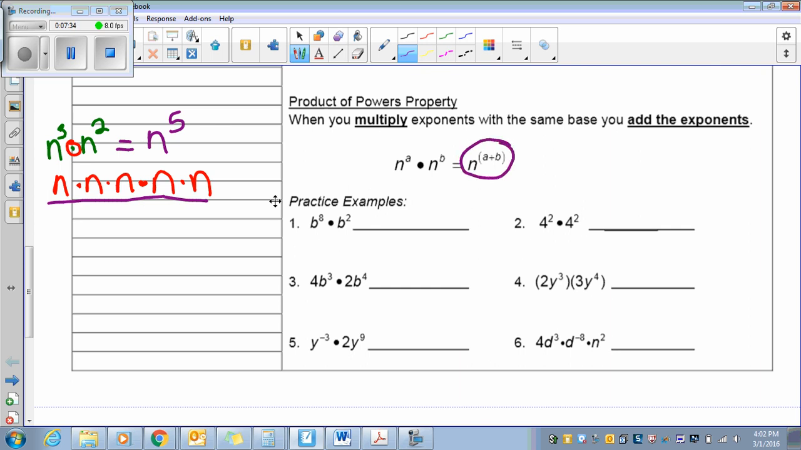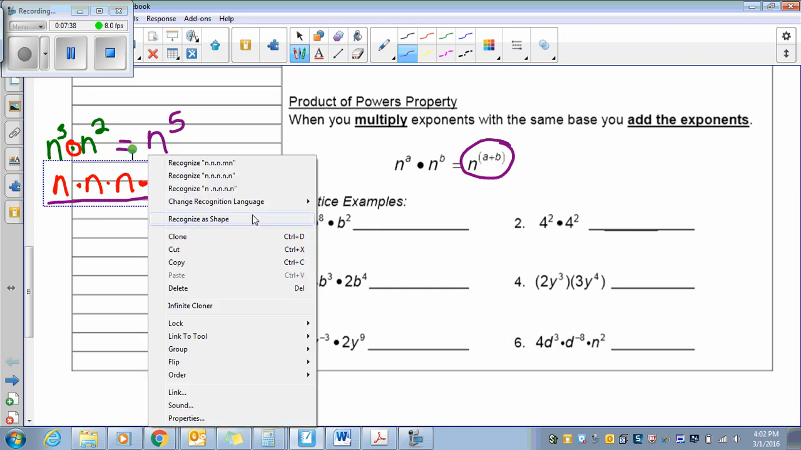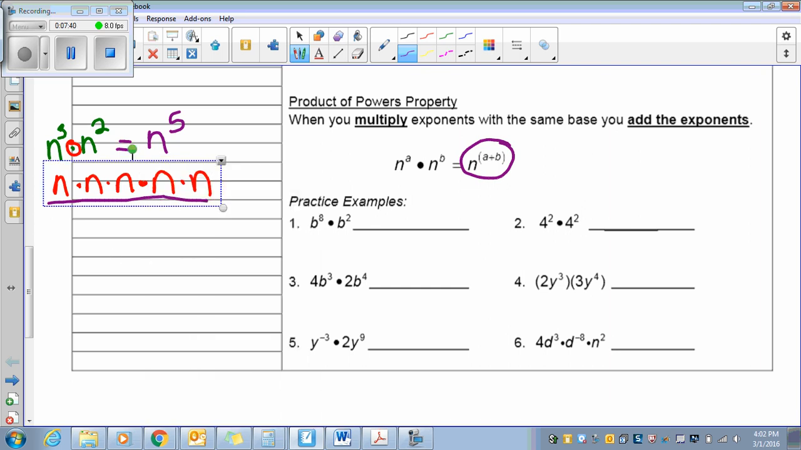Now this only works if we have the same base. So if we have b to the 8th power times b to the 2nd power, that's b to the 8 plus 2, which gives us a total of b to the 10th power.